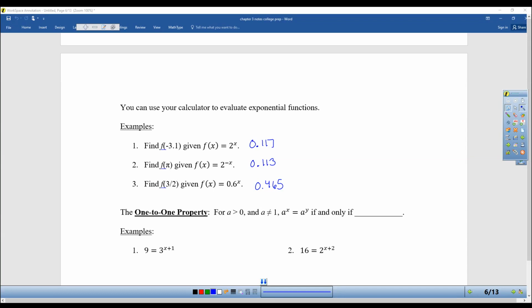The one-to-one property states that if you have a to the x is equal to a to the y, then x must be equal to y. Think about that. If you have 3 to the 6 is equal to 3 to the something, you know it must be 6. Meaning if the bases are the same, then the exponents must be the same.